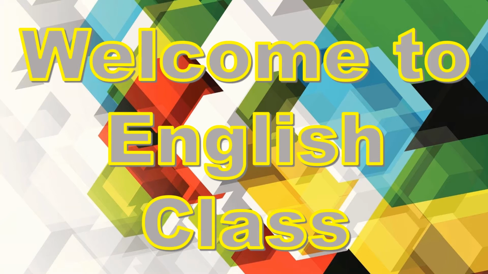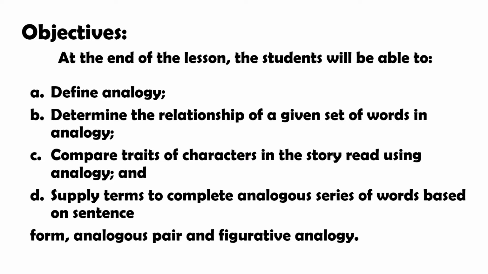Before we start our discussion, let us first read. At the end of the lesson, the students will be able to: A. Define analogy. B. Determine the relationship of a given set of words in analogy. C. Compare traits of characters in the story using analogy. And D. Supply the terms to complete analogous series of words based on a sentence form, analogous pair, and figurative analogy. So this will be our guide as we start our discussion.